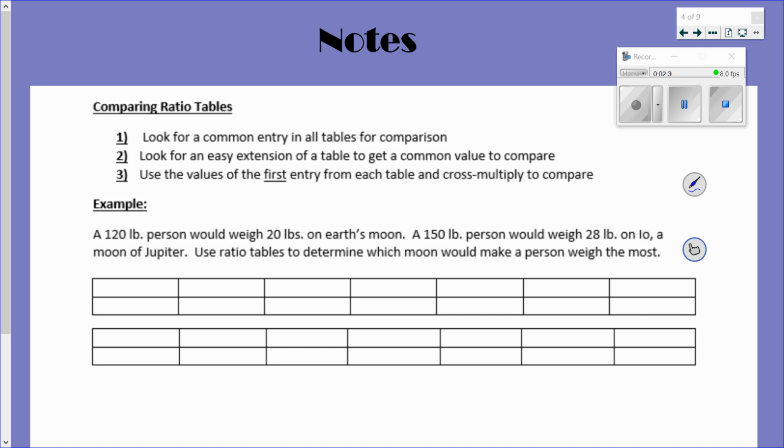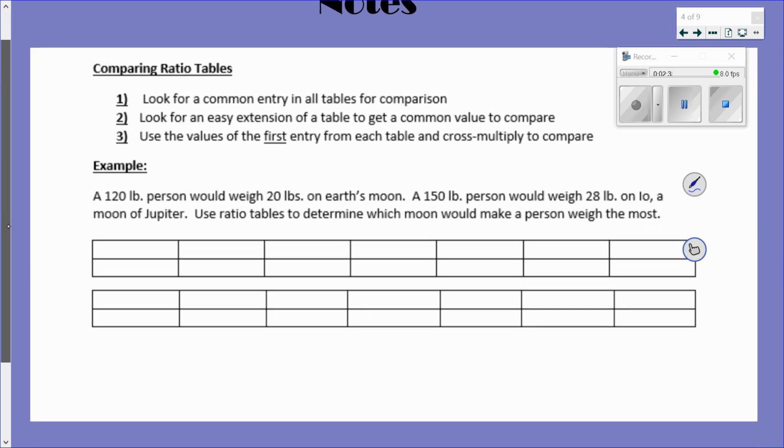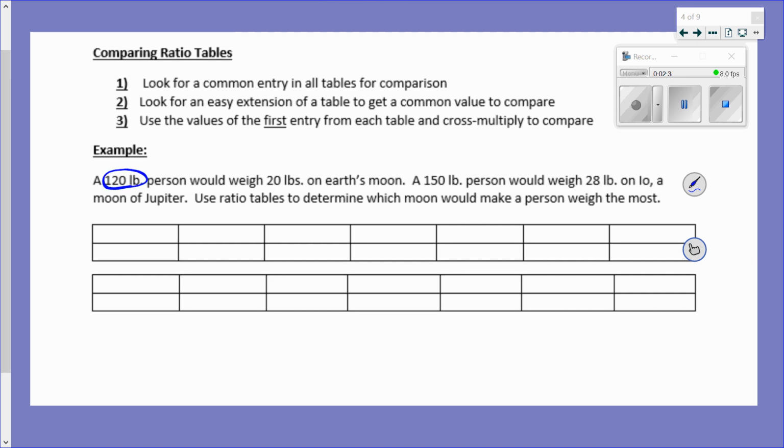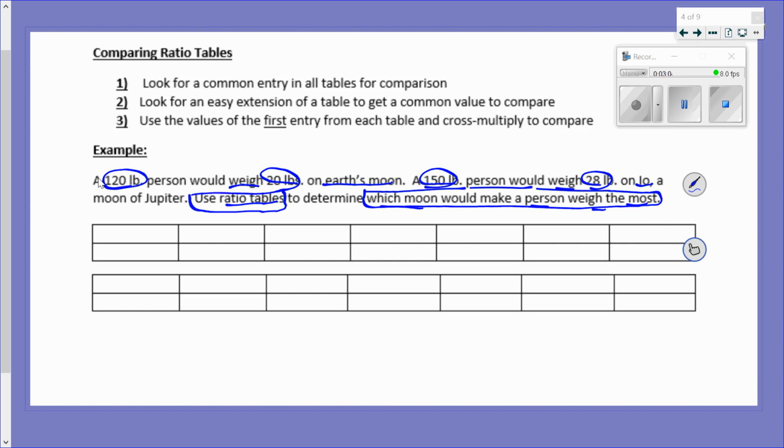So let's take a look at an example to try to help you understand all this. The first example we're going to use is we've got a 120-pound person who would weigh 20 pounds on Earth's moon. A 150-pound person would weigh 28 pounds on Io, which is one of the moons of Jupiter. Use ratio tables to determine which moon would make a person weigh the most. So right here is our task, other than using the tables. So we can actually circle both of those. So we got 2 tasks here. We got to make the tables, and then we're going to use those tables to figure out which one makes the person weigh the most.